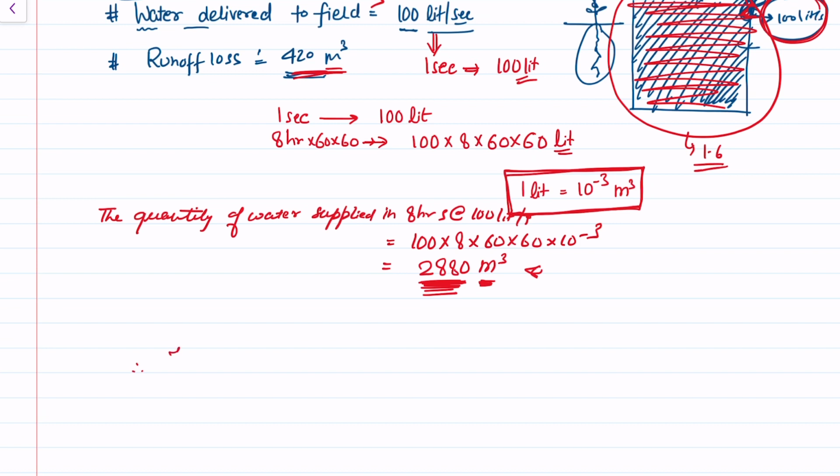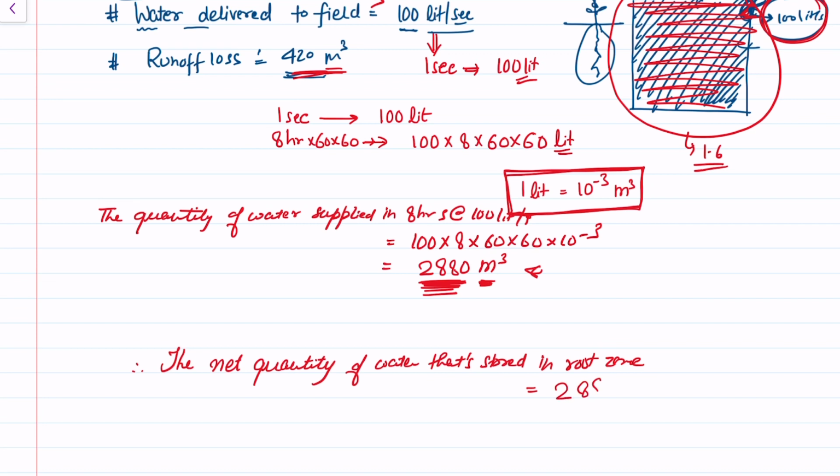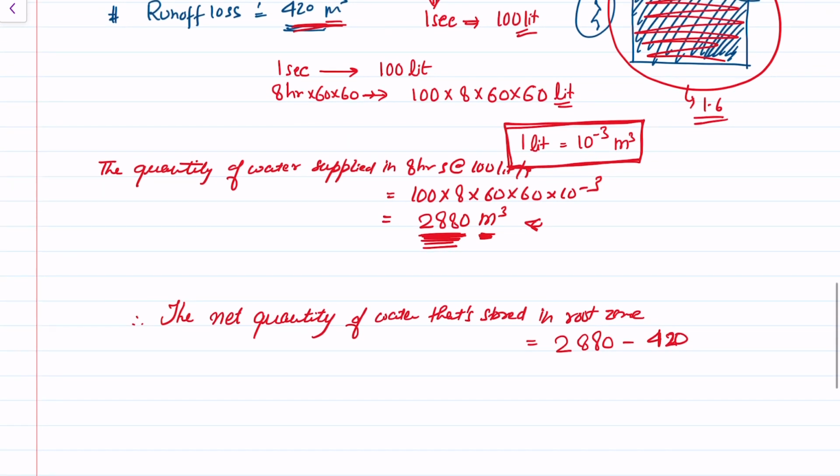Therefore, the net quantity of water that is stored in the root zone will be 2880, that is the total quantity of water delivered to the field, minus the overall losses that have been encountered. Right. So this will come out to be 2460 meter cube.